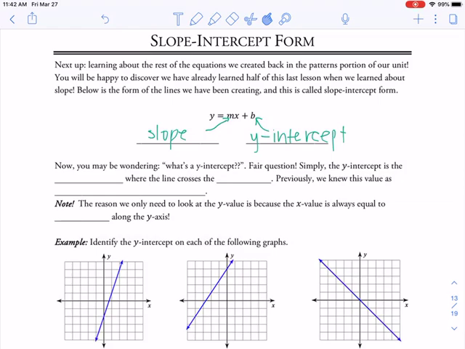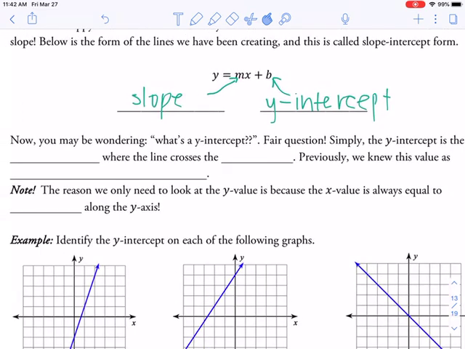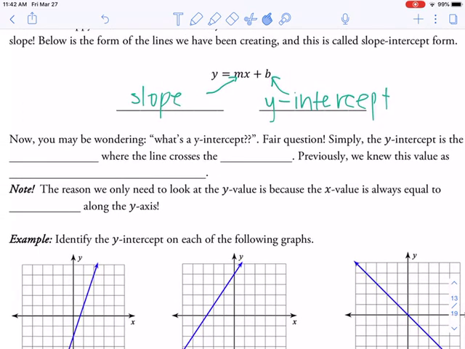Now you're probably thinking, all right, but what's a y-intercept? That's a good question. Very simply, the y-intercept, sorry, my stylus is just glitching out a little bit. Okay, here we go. The y-intercept is just very simply the y value where the line crosses the y-axis. And we previously knew this value as the zero number.